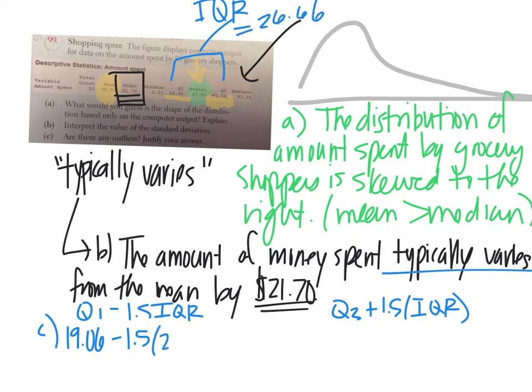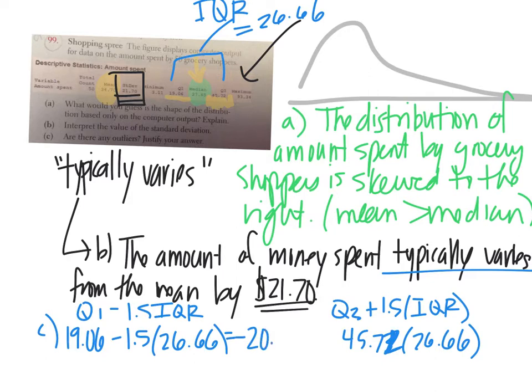Okay, so I have this. And then over here, I'm going to do Q3, which is 45.73, or 72. I'm just looking at that table up there, times 26.66. It turns out that the lower bound is a negative number. It's negative 20.93, which doesn't make sense, because they're not spending a negative amount of money. So we don't have an outlier on the lower side.